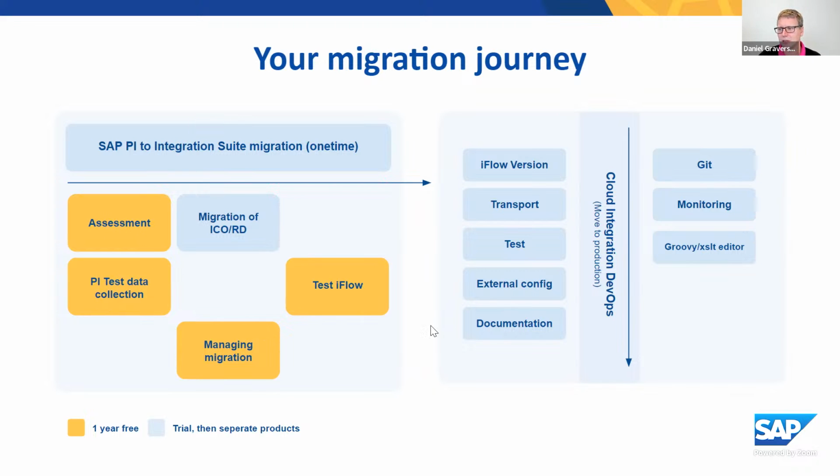And this is our assessment. This is our test data collection and running it on the iFlow and the migration or managing migration. All of this, or these 4 boxes here, are for free as a part of this service for 1 year, where you actually get access to understand these concepts. And then there's the part about our way of taking ICOs and or receiver determinations and converting them into integrations.